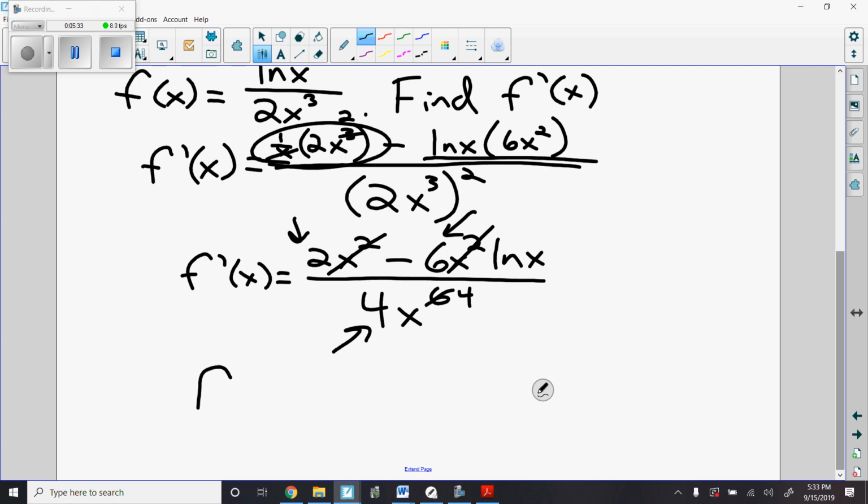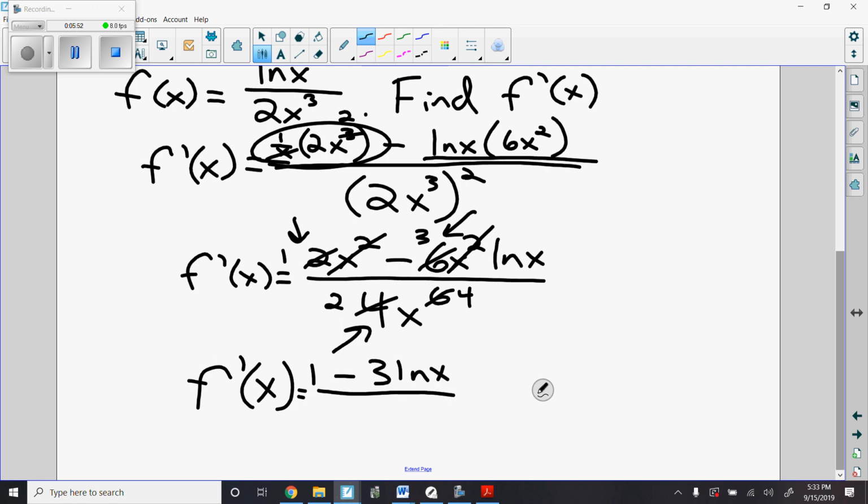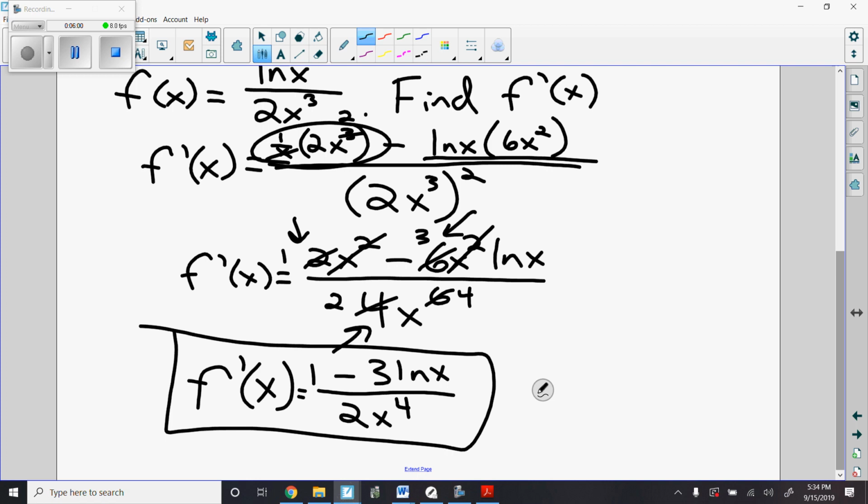So I get a final answer then. That 2 divided by 2 is going to become a 1. That 6 divided by 2 is going to become a 3. That 4 divided by 2 is going to become a 2. So I'm left with 1 minus 3 ln x over 2x to the 4th. And that's what would show up in the multiple choice if this was a multiple choice question. Okay, let's try one more.